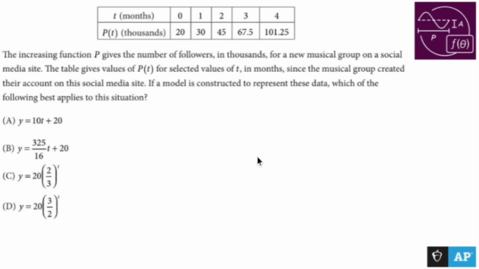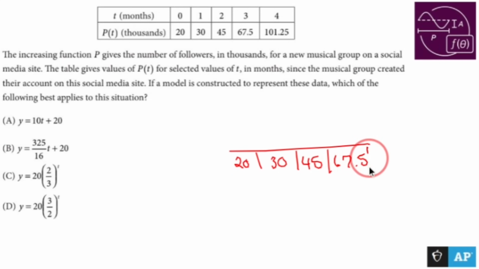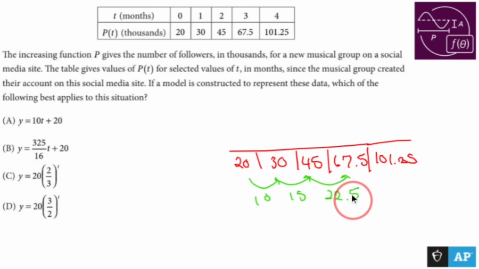So these go up by 1. I'm not going to overthink that. What I'm going to do is rewrite the p of t values down here, and I'm going to try to find a pattern. Let's see what it takes to get from one number to the next. Add 10, add 15, so we can see already that it's not linear. Add 22.5, add, I don't know. Now let's see what the next pattern is.